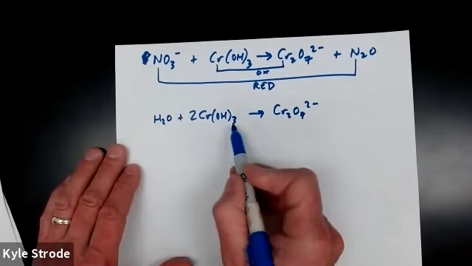Now I need to look at the least common multiple of 6 and 8, and I think it's 24. So I'm going to have to multiply this top reaction by 3. Sorry, I'm going to multiply the top reaction by 4. I got that in the wrong spot. And the bottom reaction I'm going to have to multiply by 3. And that'll give me 24 electrons, and 4 times 6 is 24 electrons.